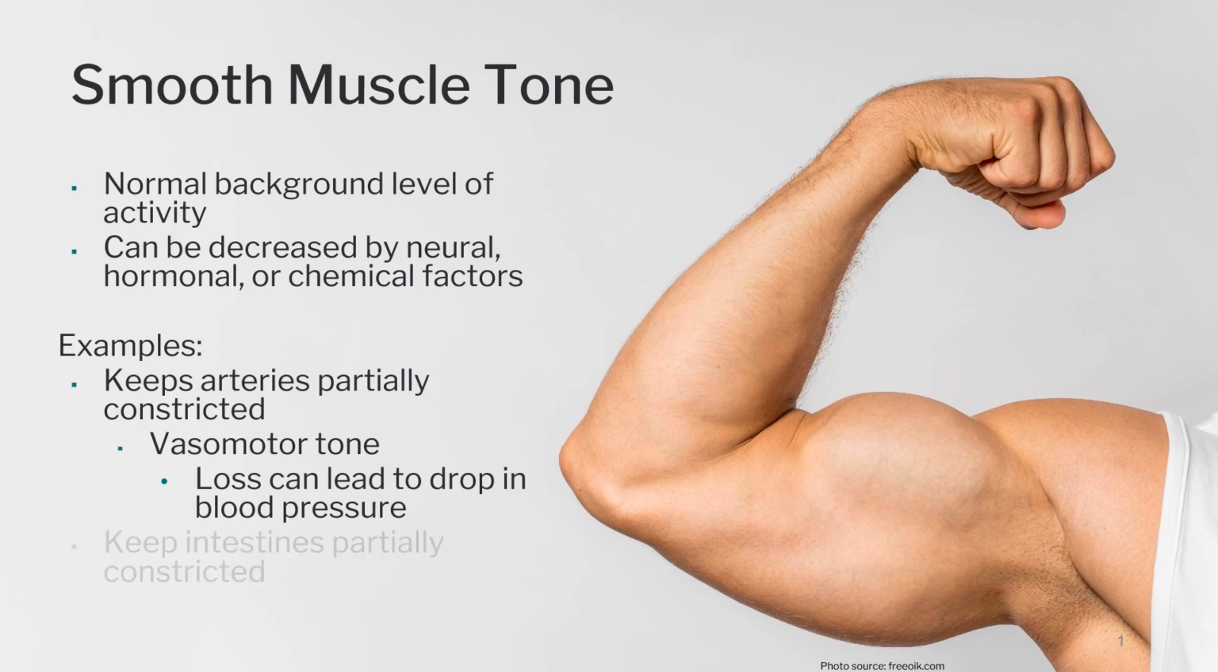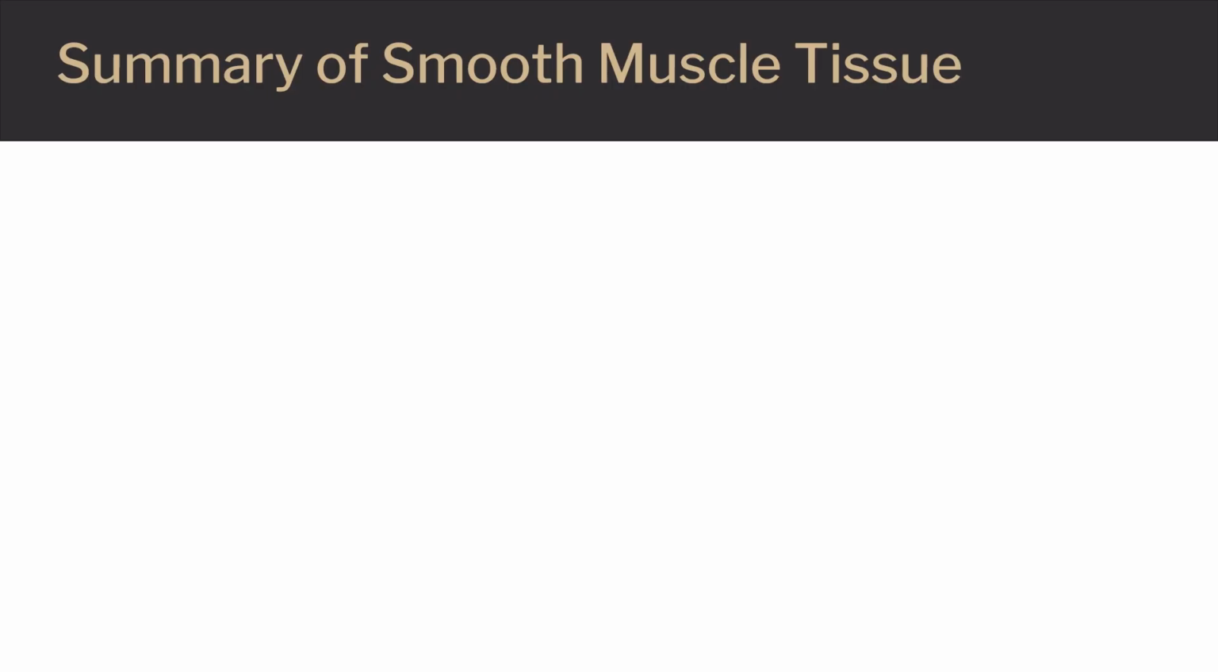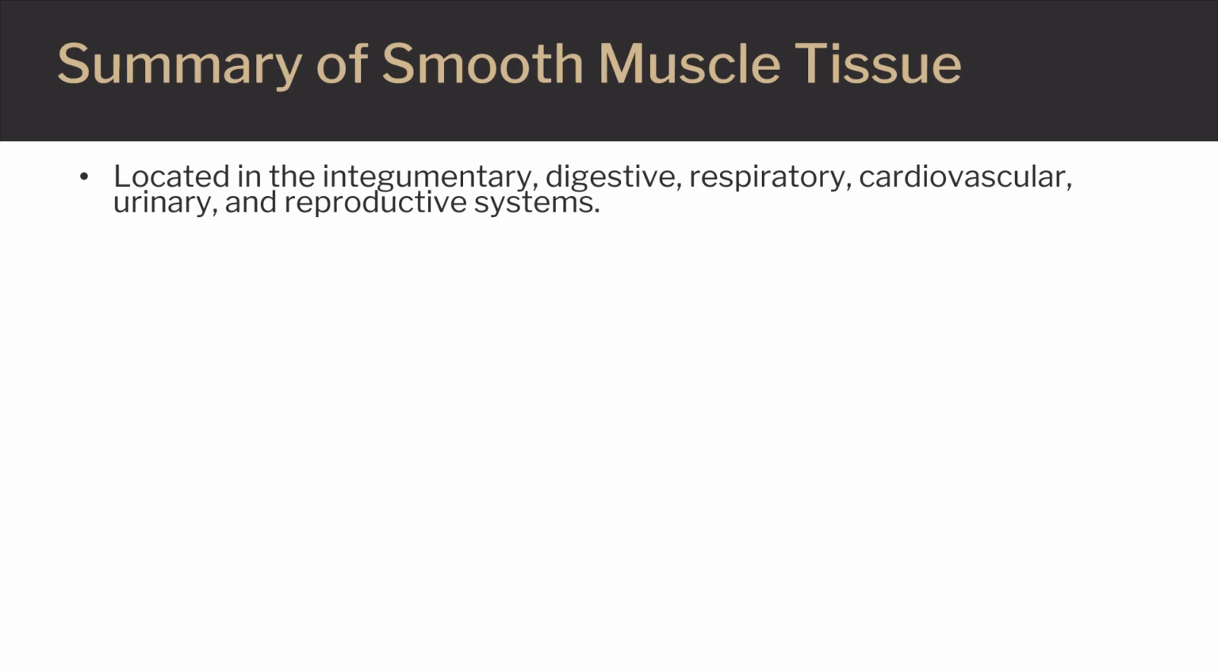Smooth muscle tone also keeps the intestines partially contracted. The intestines are much longer in a cadaver than they are in a living person because of the loss of muscle tone at death. In summary, smooth muscle tissue is located in the integumentary, digestive, respiratory, cardiovascular, urinary, and reproductive systems.